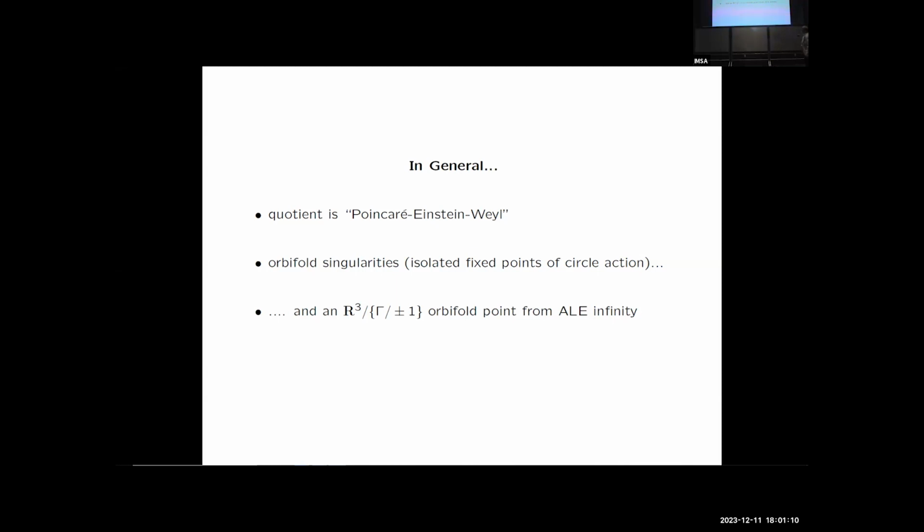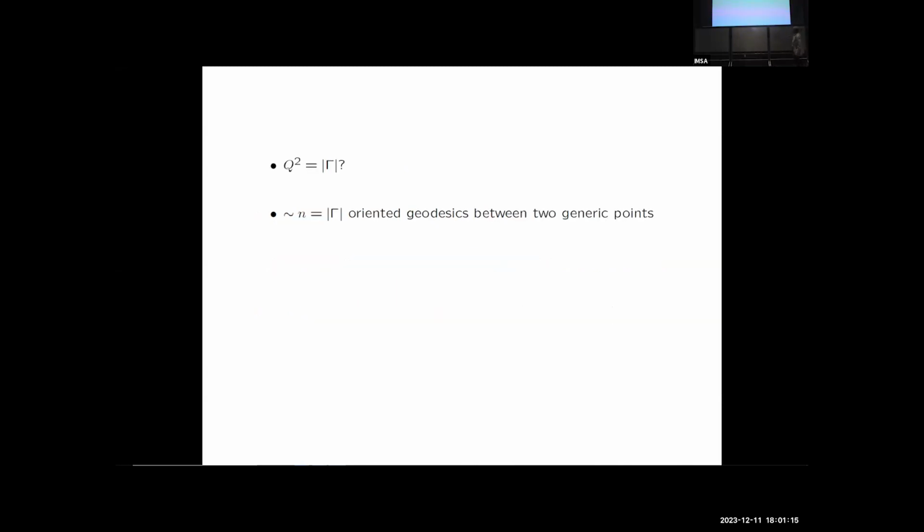So let me just finish by giving you a geometric explanation of why this self-intersection should be given by the number of elements in the group Gamma. What I did was just work it out in those formulas. But using this Einstein-Weyl picture, you can understand it in terms of some geometry. So what does it mean? It means that there should be this number of oriented geodesics between two generic points, if we understand points in the surface as being oriented geodesics.